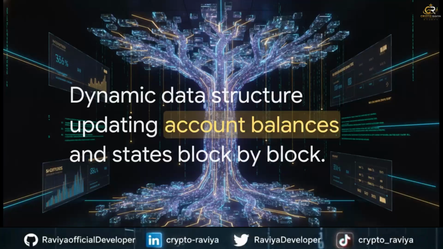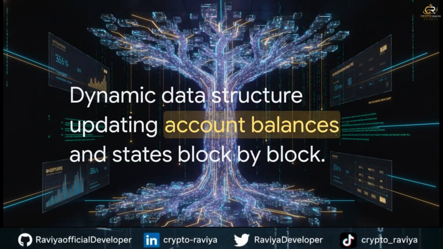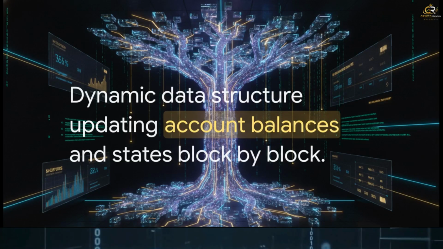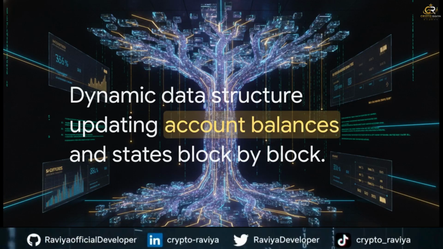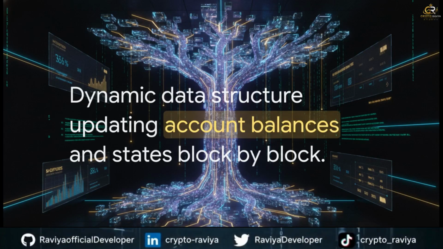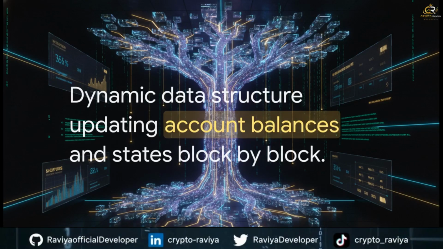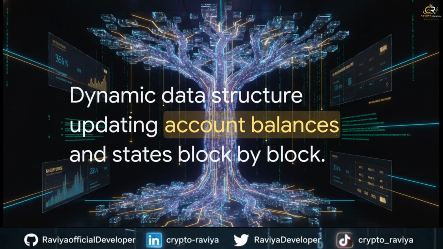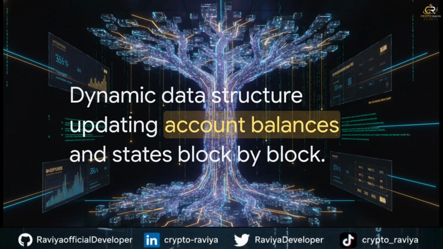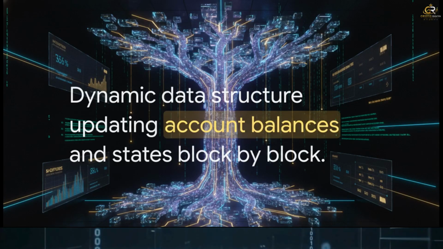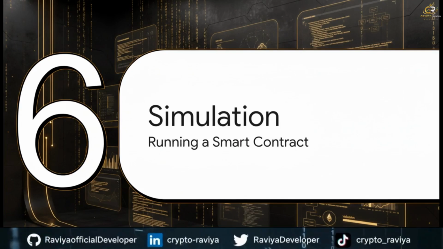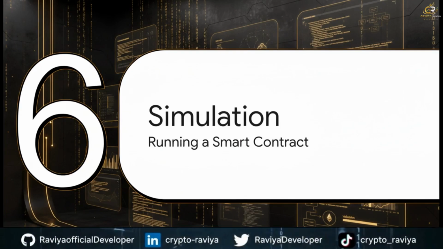To manage all this crazy amounts of data, Ethereum utilizes something called the account storage trie. Unlike the immutable global record of transactions, the account storage trie updates dynamically. It actively tracks the mutating asset balances and the internal state variables of every single smart contract on the entire network, block by block.